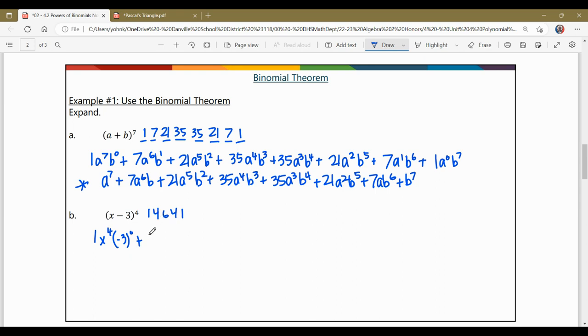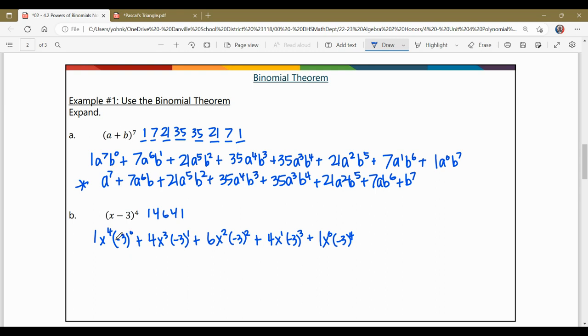Then I take my next coefficient, 4. I do x to 1 less power, x cubed. I do -3 to 1 more power, that's a 1, plus. My next coefficient is 6. Go down a power to get x squared. Go up a power to get -3 squared, plus. Grab the next coefficient, 4. Go down a power, x to the first. Go up a power, -3 to the third, plus. Last coefficient is 1. Go down a power, x to the 0. Go up a power, -3 to the fourth.